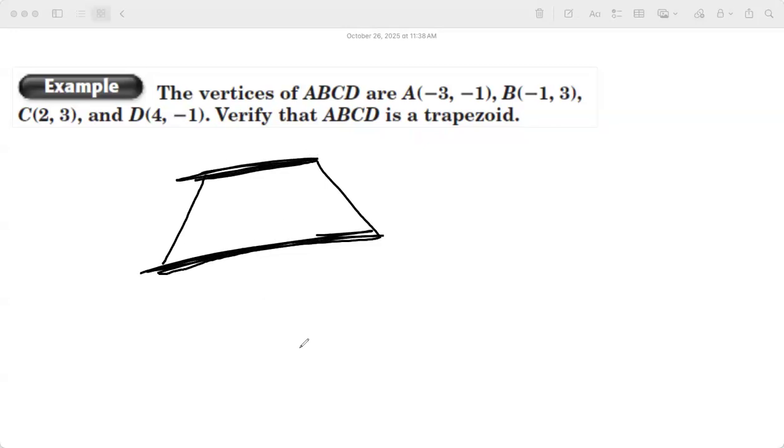But if I want to check whether this is an isosceles trapezoid, what will you do? The distance of the legs have to be equal. Yeah, the distance of the legs. These two lengths should be equal. Make sense?